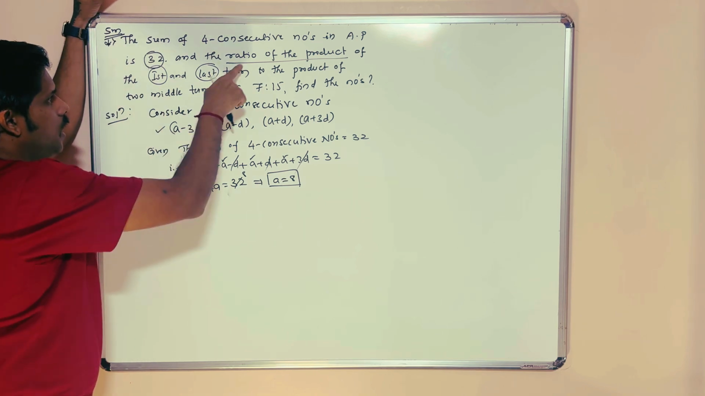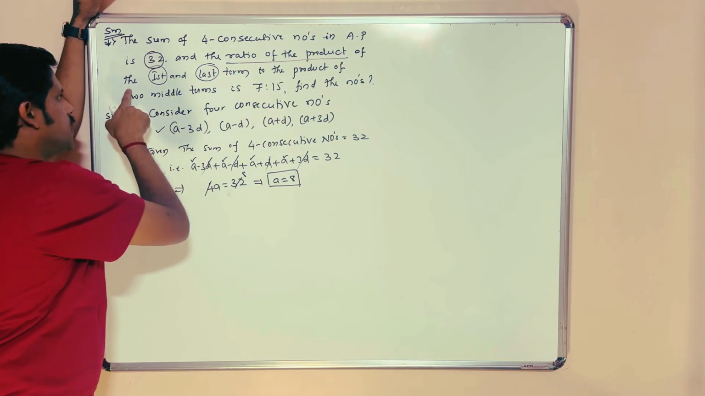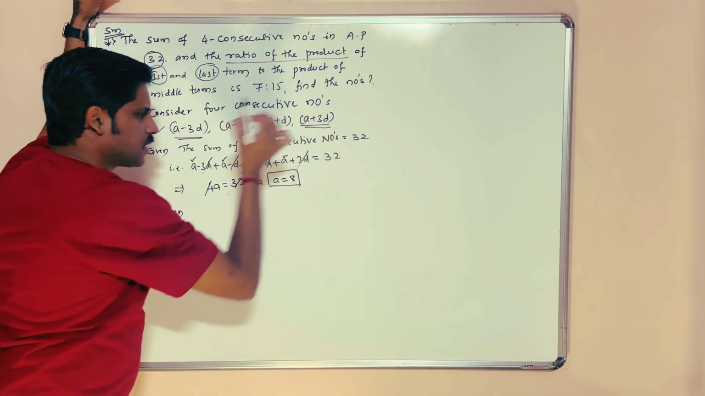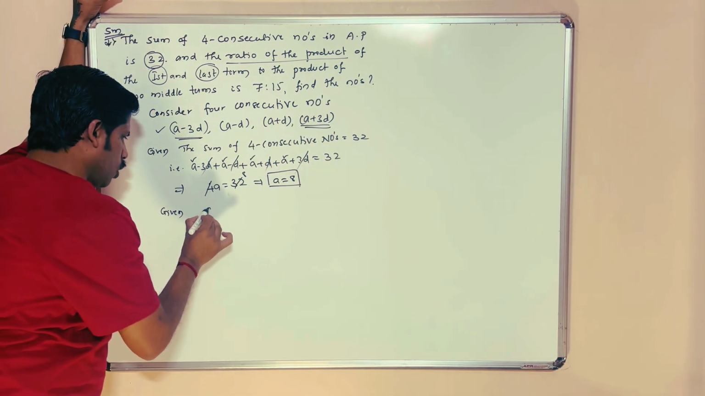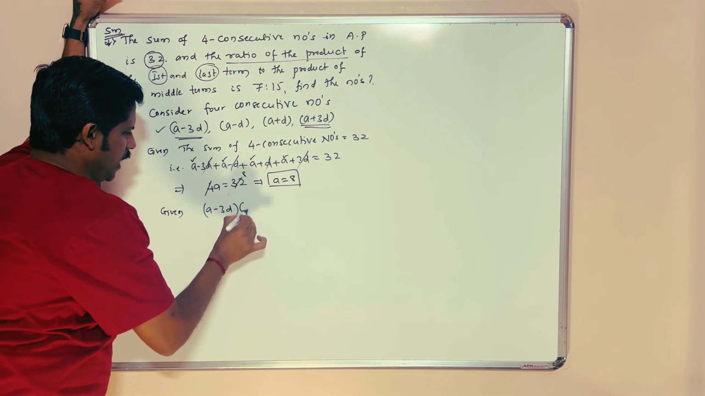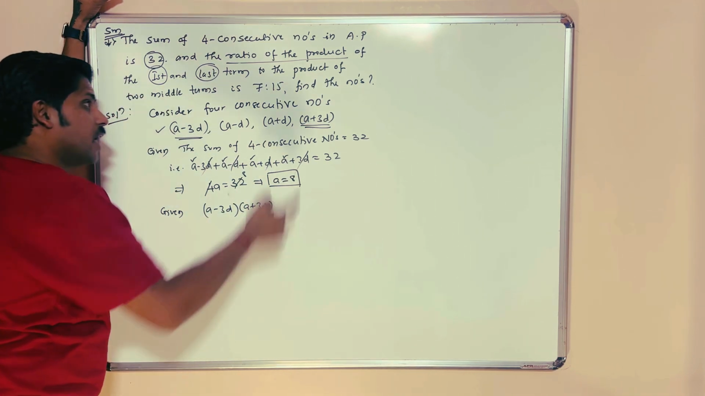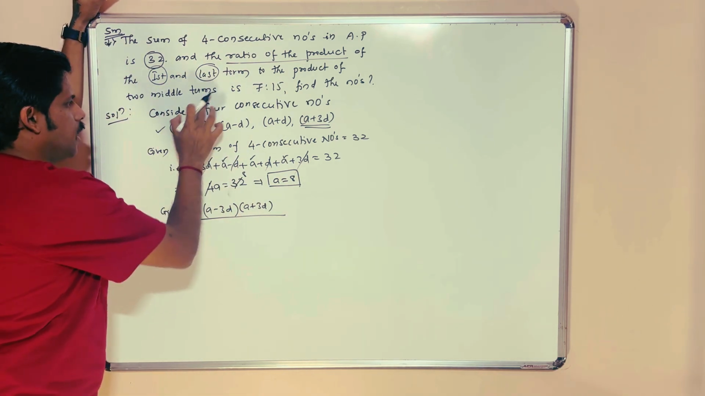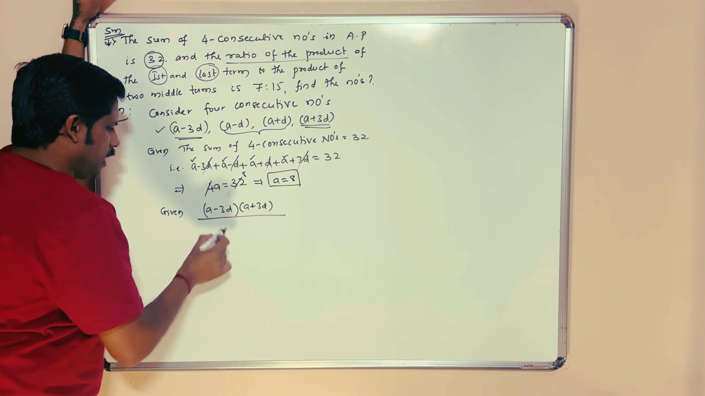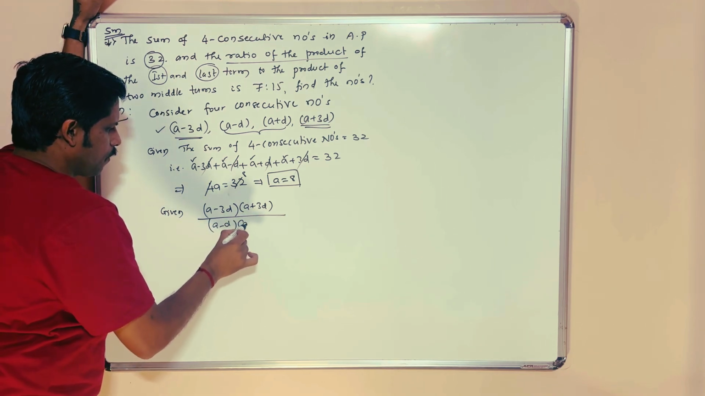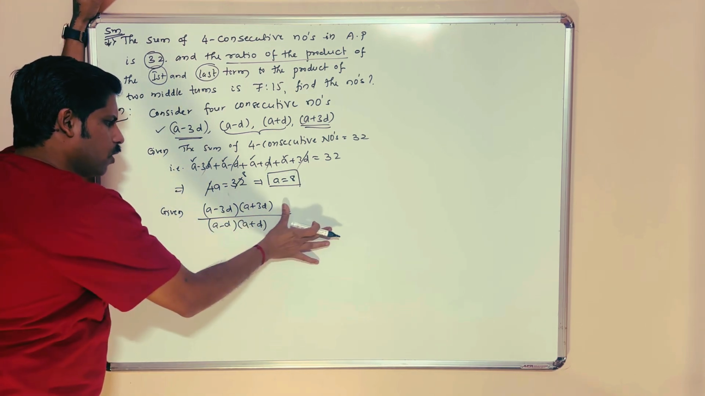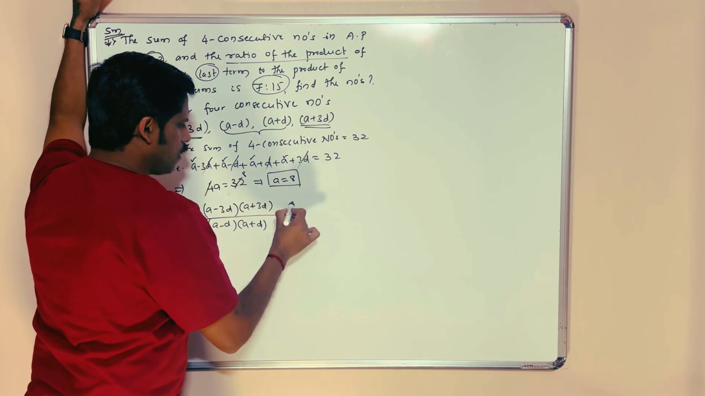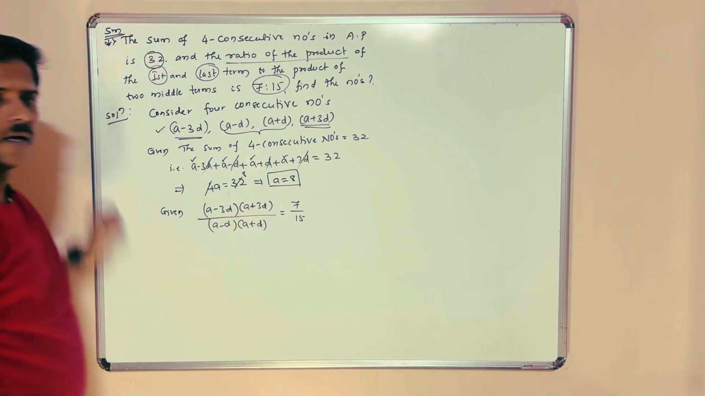The ratio of the product of the first and last term. Here our first term is A minus 3D and the last term is A plus 3D. The product of those two, A minus 3D into A plus 3D, divided by the middle two terms, A minus D into A plus D, is equal to 7 by 15, right? Now simplify this one.